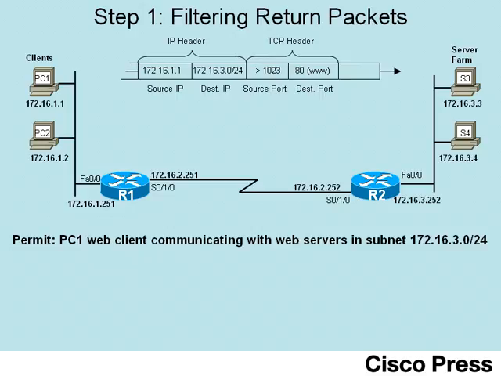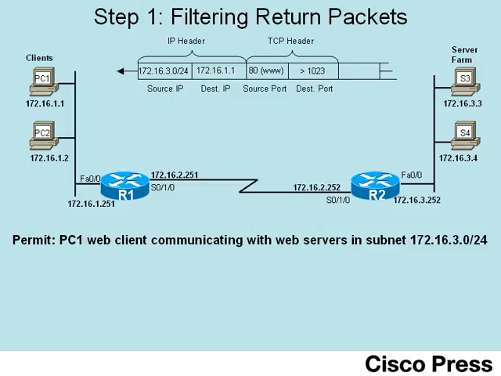Now, comparing that packet to packets sent from the server farm back toward PC1, the packets sent by the server farm, of course, will have the opposite IP addresses and the opposite TCP port numbers. For instance, the source IP address will be from subnet 3, and the destination IP address will be 172.16.1.1. Similarly, the source port number will be 80, and the destination port number will be the port that PC1 had chosen, some dynamically allocatable port that's greater than 1023.